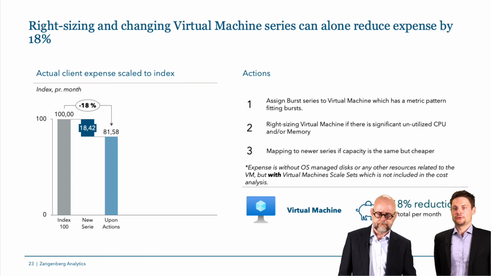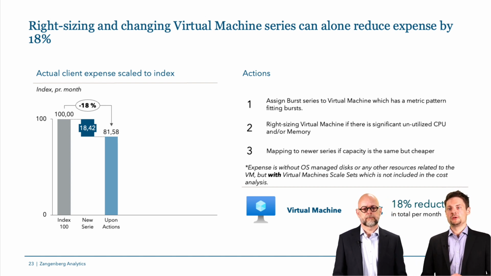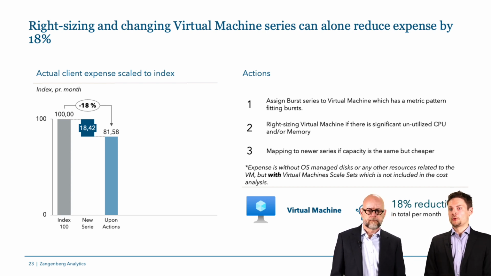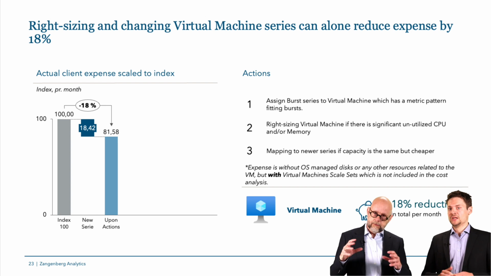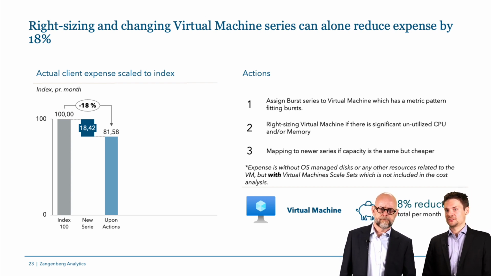Yes. The first is that we have the virtual machine spend at index 100. If we take all these actions where we say new series, it can be moving to a newer version. It can be rightsizing, so that the CPU and memory ratio fits the metric pattern, or we can make use of a burst machine. We can find a potential saving of 18% in this example with these servers. And we haven't done virtual machine scale set optimization, but they are also part of these numbers.